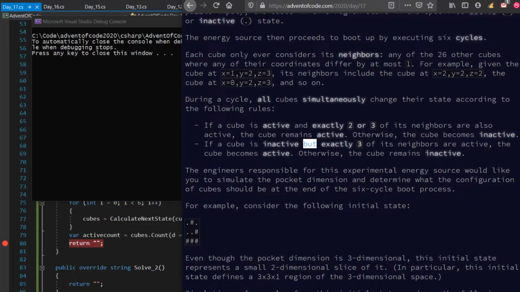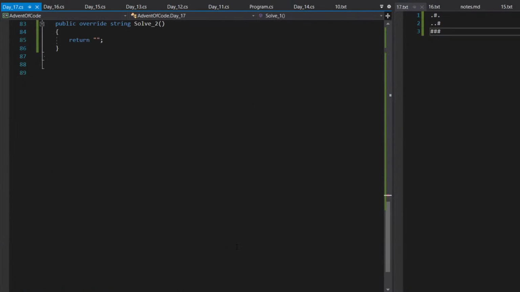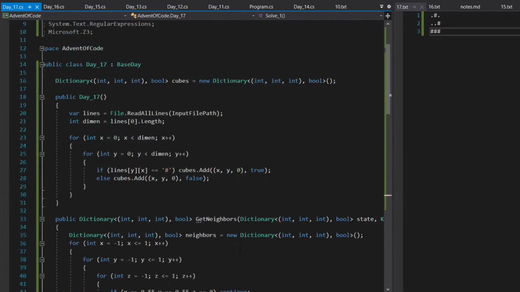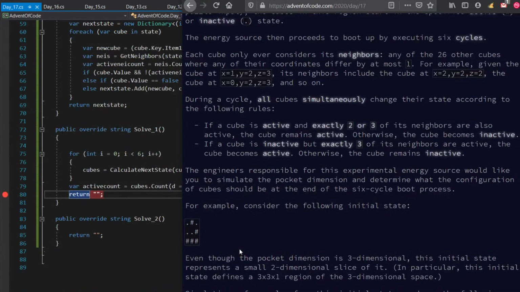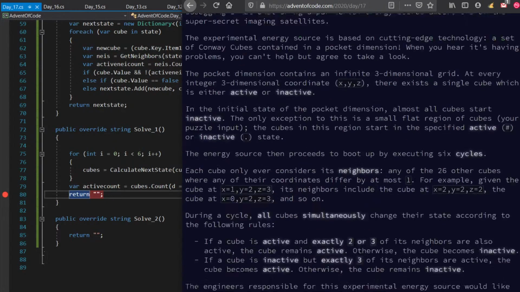I don't know why they put a negative in here. If a cube is inactive, but exactly 3 of its neighbors are active. Yeah, I don't know. I'm giving up on this one. I guess I just can't read.